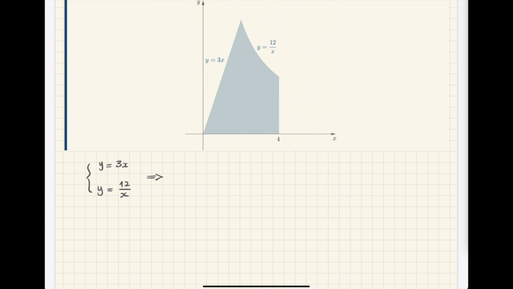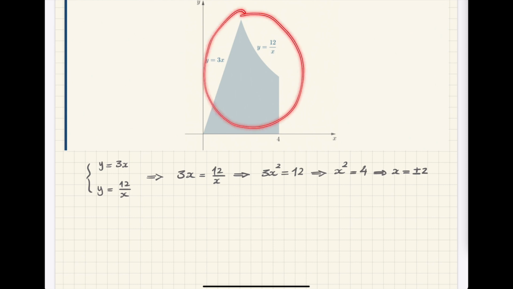For example, I can equate the values of y together, so 3x is equal to 12 over x. Then to solve this equation, I multiply both sides by x, so it becomes 3x squared is equal to 12. I divide both by 3, it becomes x squared equals 4. And then I get two answers, plus or negative 2. Okay? But of course it is clear that I am in the first region. x equals negative 2 is not acceptable.